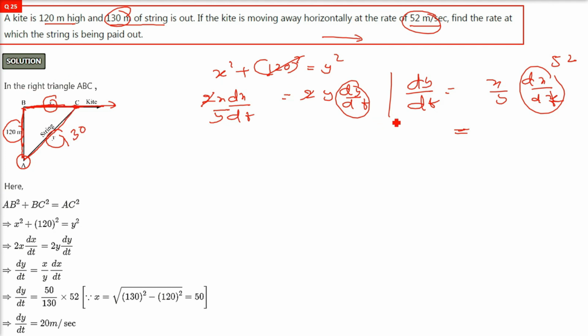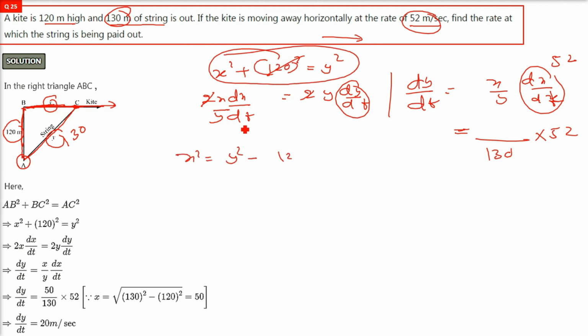So in order to get this x, we'll use the Pythagoras theorem again. All the things which are known, I have just put up, and next thing will be x square plus 120 whole square is equal to 130 whole square. So we get x as the square root of 130 whole square minus 120 whole square.